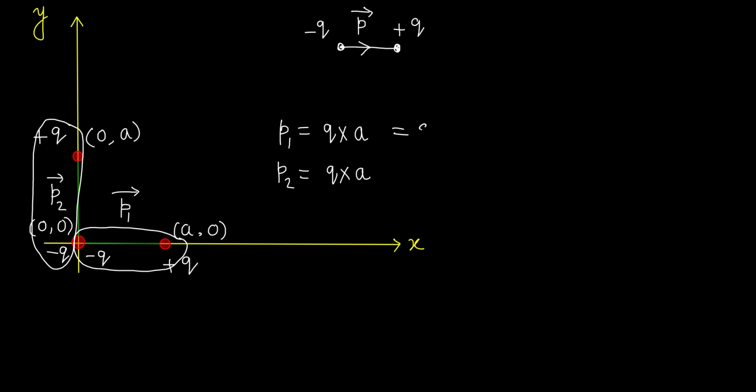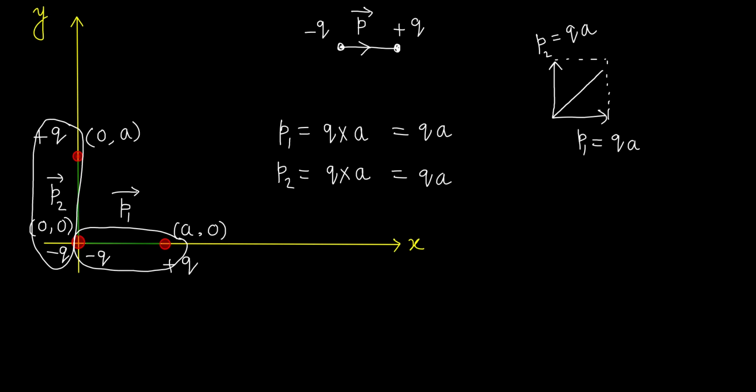So both dipole moments are q into a in magnitude, but as we see, their directions are different. One dipole moment is directed along the y-axis, so p2 is equal to q into a, and another dipole moment is directed along the x-axis, where p1 is equal to q into a. So we have two vectors and we have to find the resultant. The resultant can be found using the vector addition law or the parallelogram law.